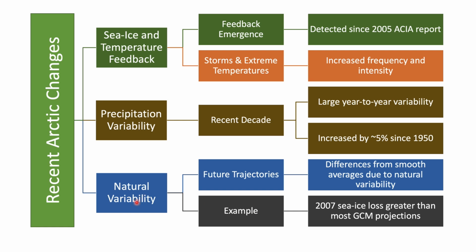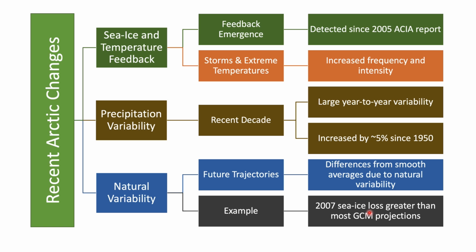And also there are some other natural variabilities. That means how it is going to affect the future. The difference from the smooth average due to natural variability is what we are seeing. An example is 2007, when the sea ice loss was greater than most GCM projections. The global climate models had predicted how much sea ice was going to change, but in 2007 there was an abnormal change, meaning a lot of ice was lost. So these are all the various effects that are happening in the Arctic region.